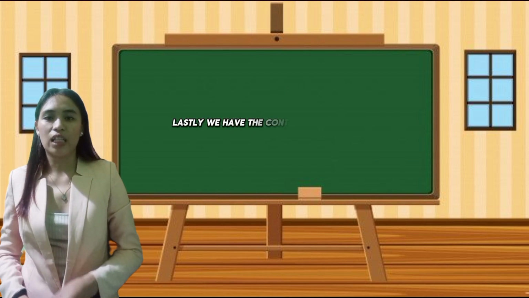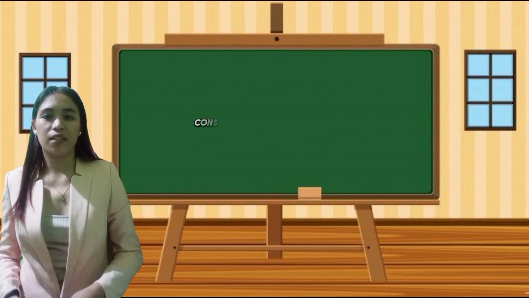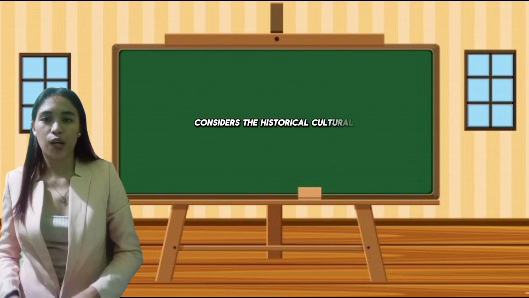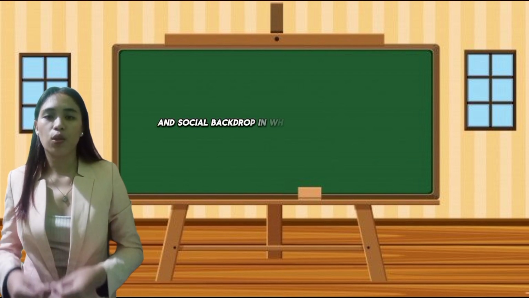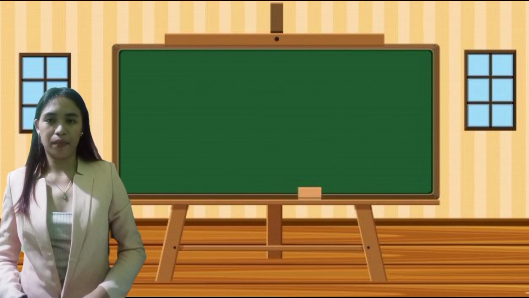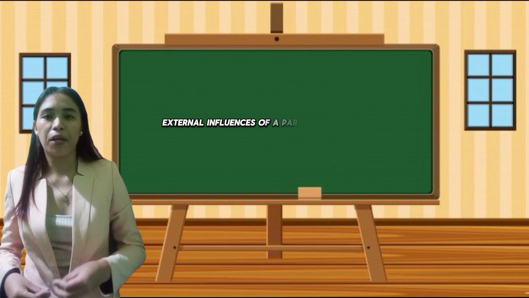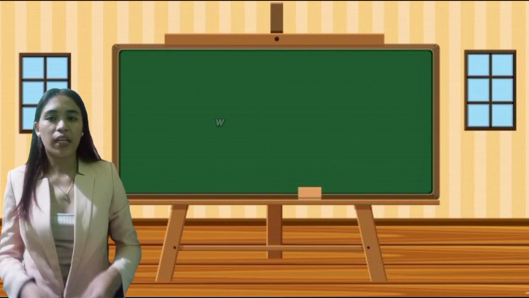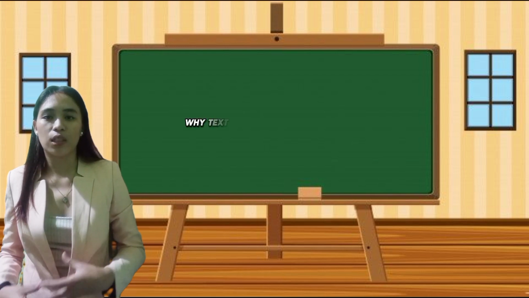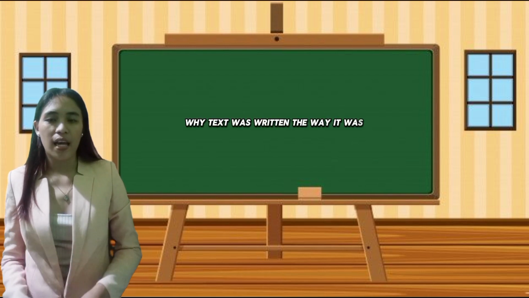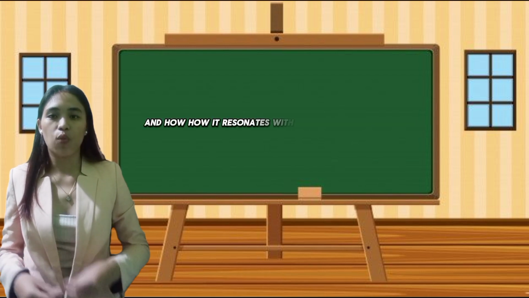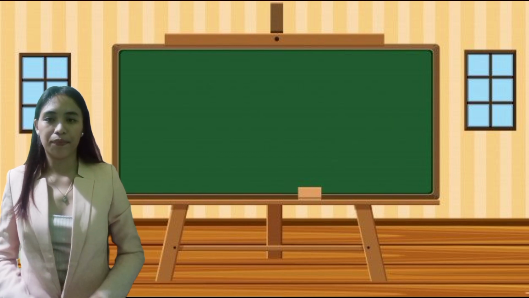Lastly, we have the contextual perspective, which considers the historical, cultural, and social backdrop in which a text was written. By understanding the external influences of a particular time period, we can better appreciate why a text was written the way it was and how it resonates with contemporary readers.